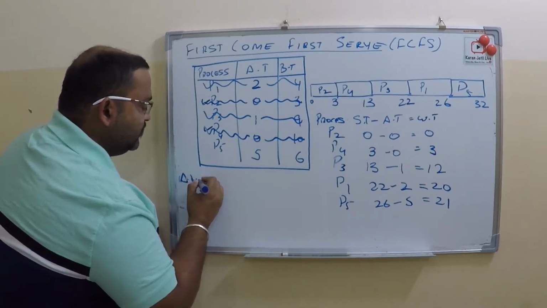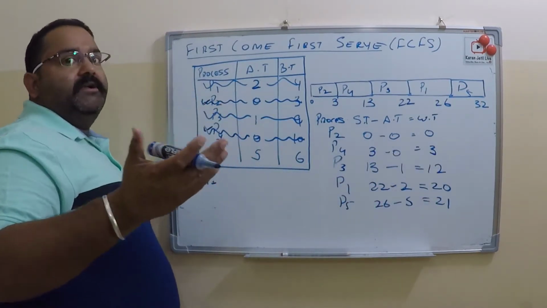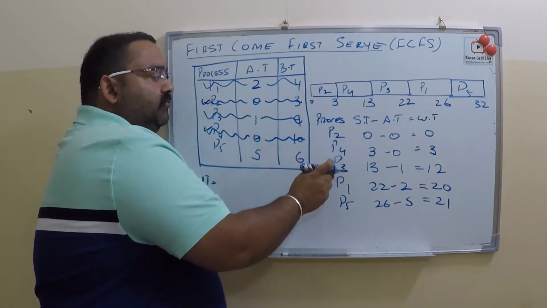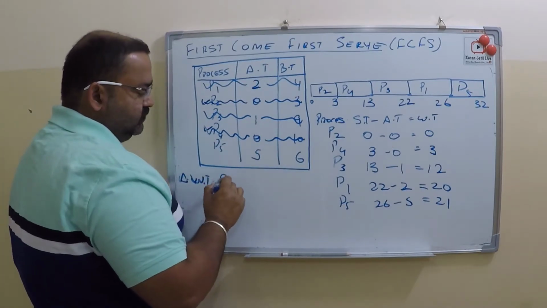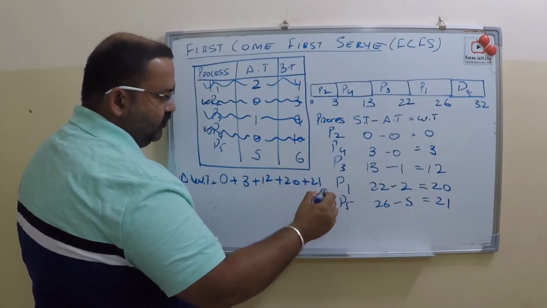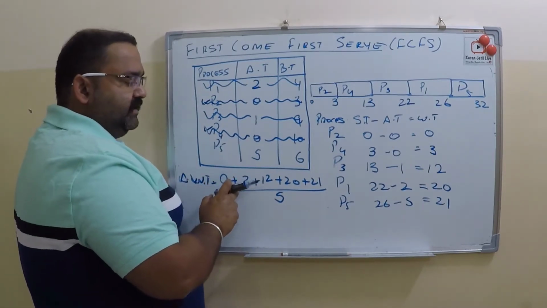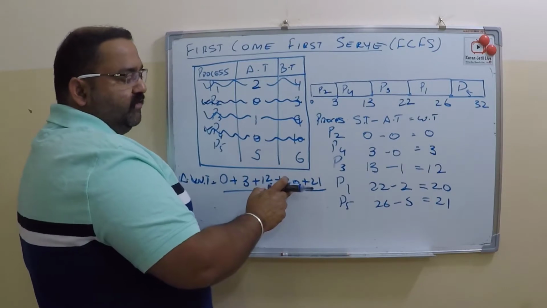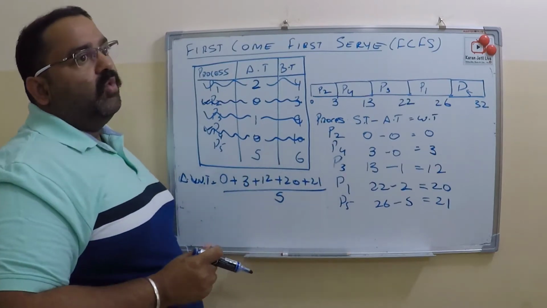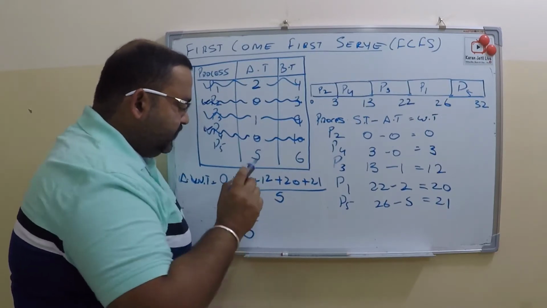So what will be the average waiting time? It will be the waiting time of each process divided by the total number of processes. How many processes are there? 1, 2, 3, 4, 5. So we have 0 plus 3 plus 12 plus 20 plus 21 divided by 5. 0 plus 3 is 3, 3 plus 12 is 15, 15 plus 20 is 35, 35 plus 21 should give us 56, divided by 5.